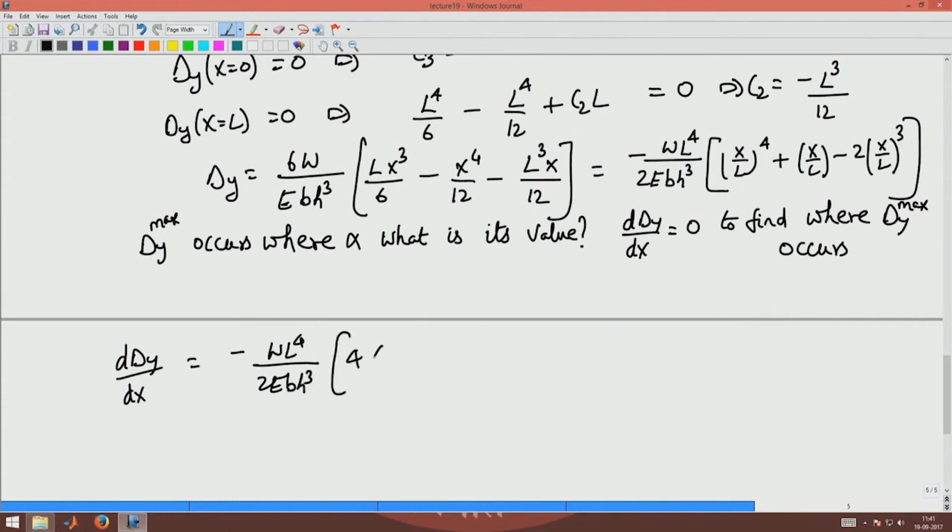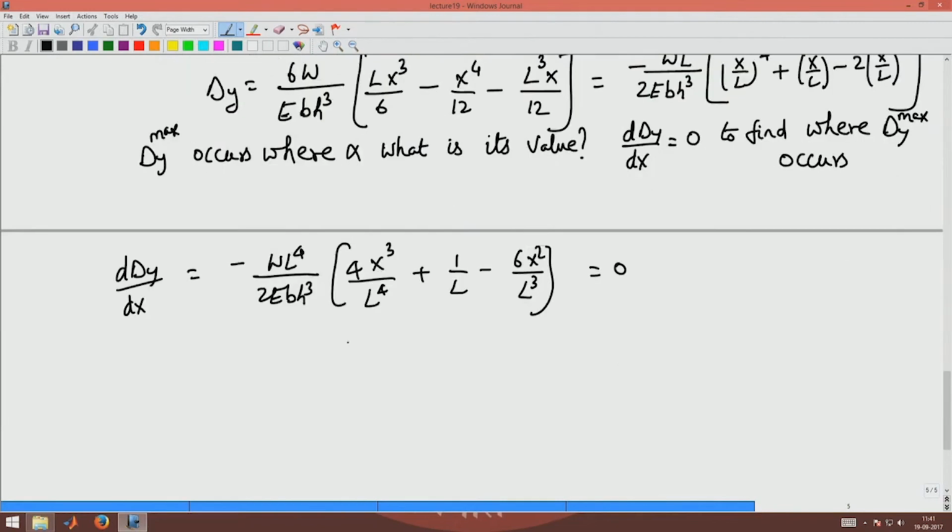into 4 x cube by L power 4 plus 1 by L minus 6 x by L cube. This has to be equal to 0, which means I get a cubic equation here: 4 x cube plus L cube minus 6 L x squared equal to 0.